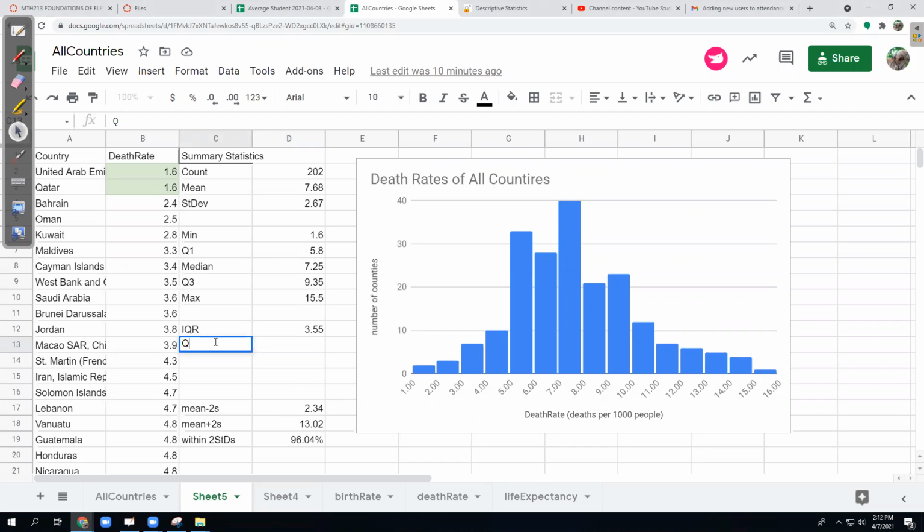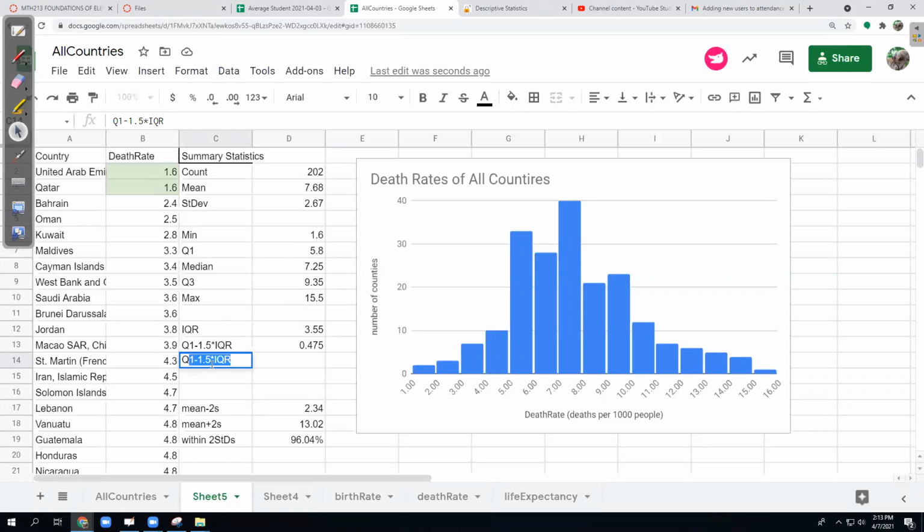So the lower one, Q1 minus 1.5 times the IQR. To calculate it, we just type equals, click on Q1, subtract 1.5, the asterisk is multiplication in a spreadsheet, and then times the IQR. I get a lower fence of 0.475. So if any country has a death rate below that, then they're unusually low compared to the rest. The lowest one I have here is 1.6, right? That's the min. So there are no unusually low death rates in this group.